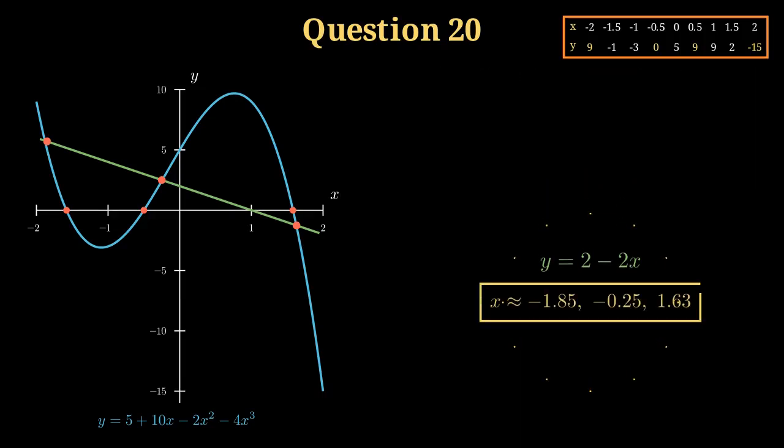The solutions are approximately minus 1.85, minus 0.25, and 1.63. Well done. That's question 20 complete.